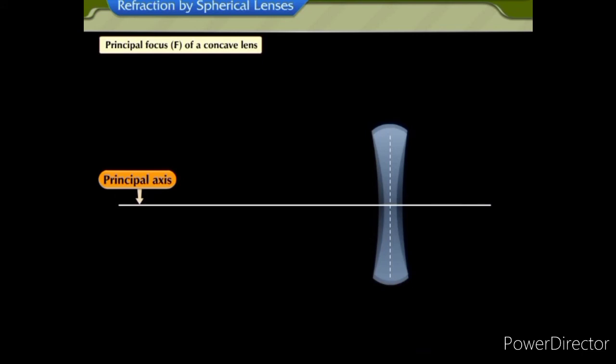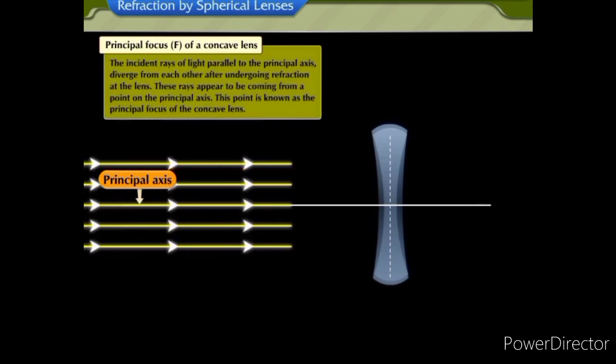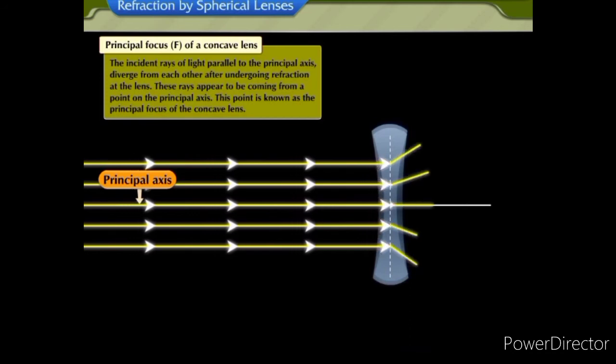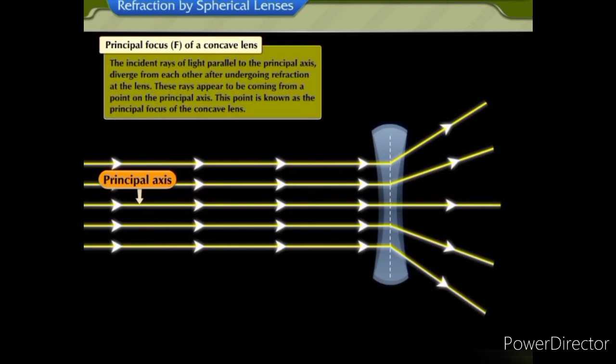Principal focus of a concave lens, F. In case of a concave lens, the rays of light incident parallel to the principal axis diverge from each other after undergoing refraction at the lens. These rays appear to be coming from a point on the principal axis. This point is known as the principal focus of the concave lens. A concave lens also has two principal foci. They are termed F1 and F2.